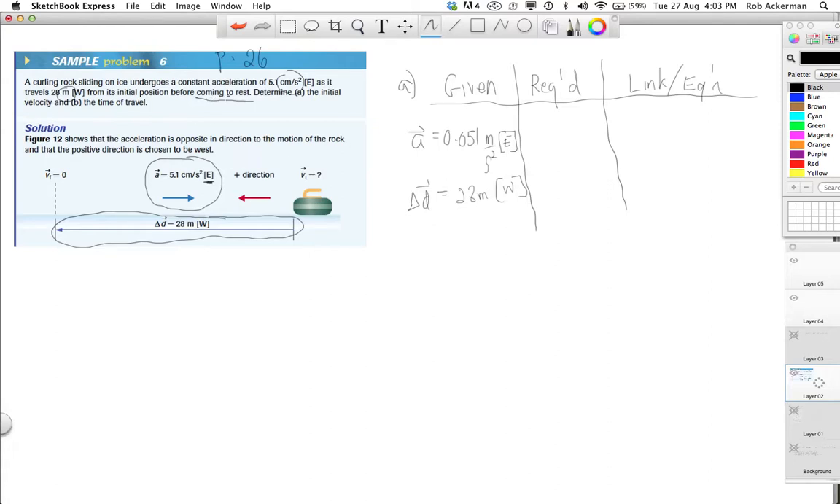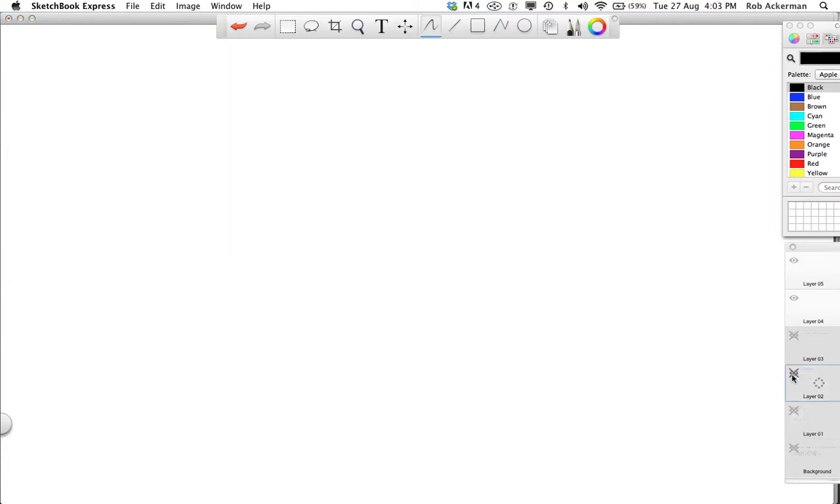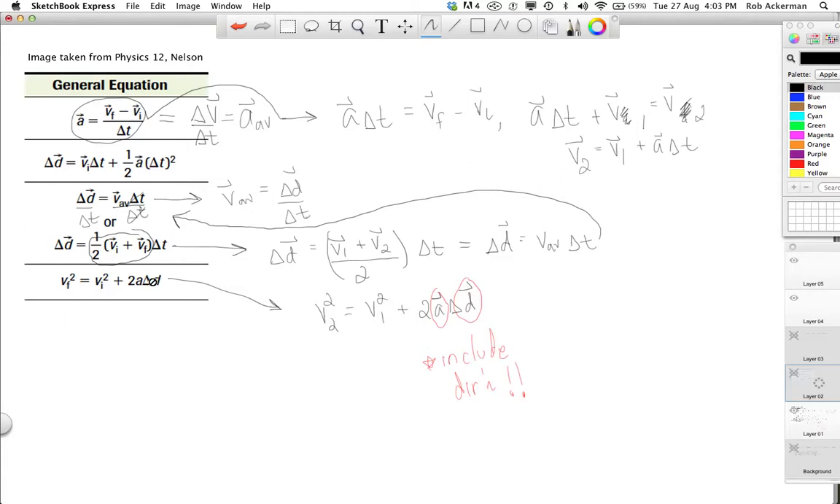They also say that it comes to rest. Now it wasn't at rest in the beginning, otherwise it wouldn't have moved anywhere. It's at rest in the end. So that's a V final, or a V2, of 0. You don't have to write meters or centimeters per second. 0 is 0. It doesn't need any units. Okay? What is required here in part A? The initial velocity V1. And so now I go to my chart and I look for a formula that has all of these symbols in it and only these symbols. Otherwise I'll have too many unknowns. Now if you look back, you'll see that this is actually the formula to use.